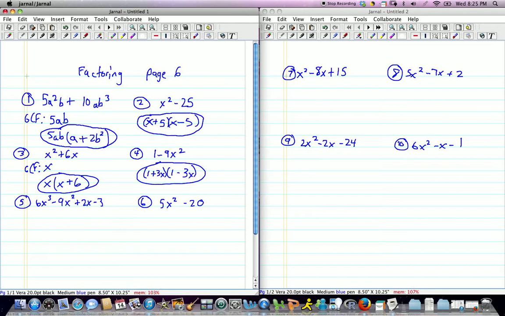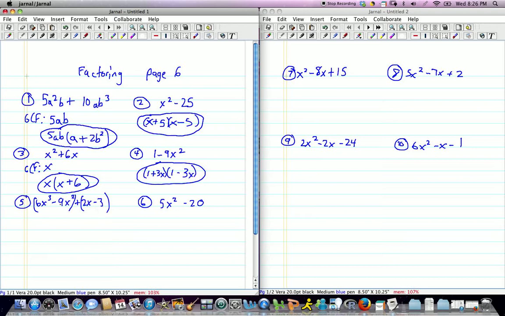Now we start to get a little bit harder here. Number 5, it has an x to the third power. When you have an x to the third, it's kind of a giveaway that it should be grouping, which is also listed on page 6. What I'm going to do when I group is I group the first two terms together by adding parentheses. I group the last two terms together by adding parentheses, and I go from there.